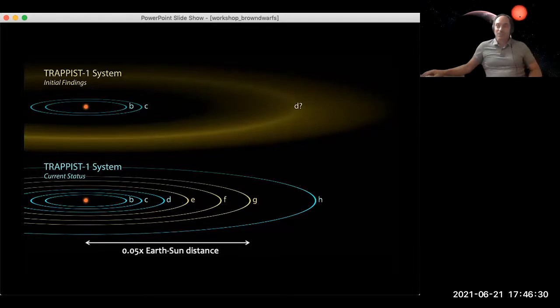And three of these planets happen to be at the right distance from the star that, if they have water on their surfaces, that water would be liquid, which is the requirement that we think we need to have a very high probability planet for life. So this is a super exciting system.